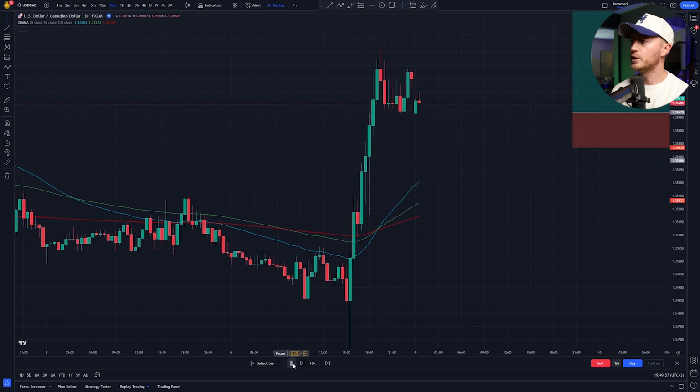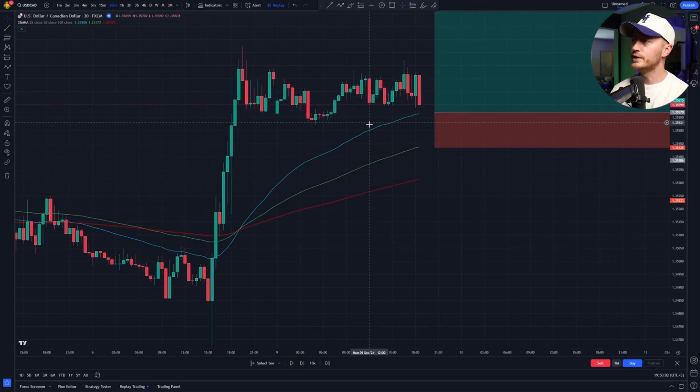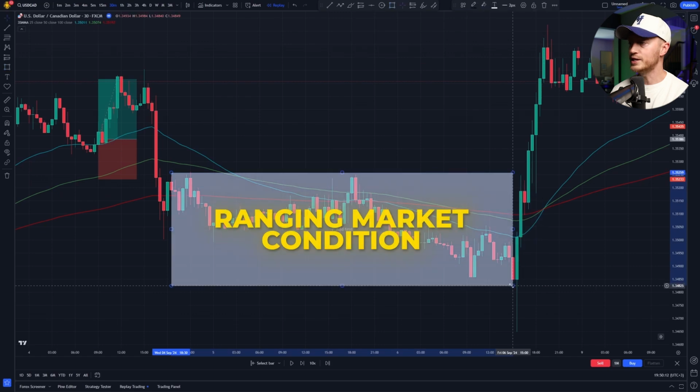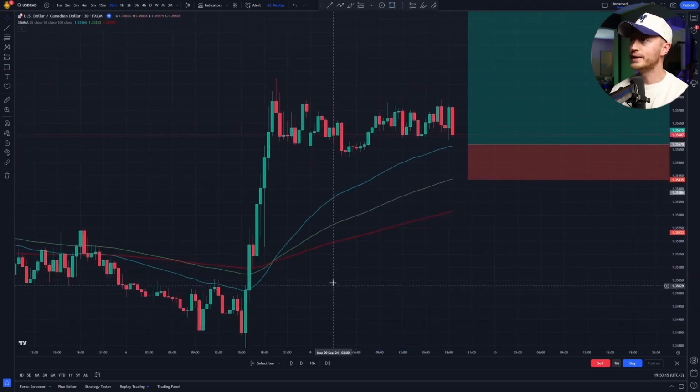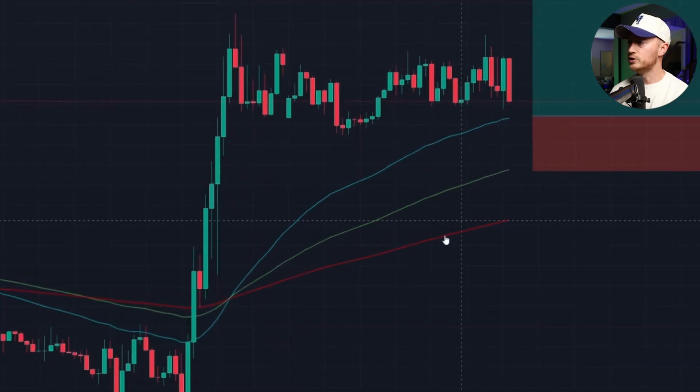Price now pushes up aggressively and we're creating a new uptrend. What are we getting? We're getting the separation of all 3 of these bands. We didn't get this over here. We're not trading right here. This is a ranging market condition. It's not helpful. But when we get an aggressive move up like this, we're getting the 3 bands opening up.